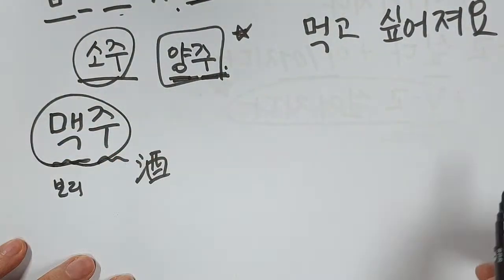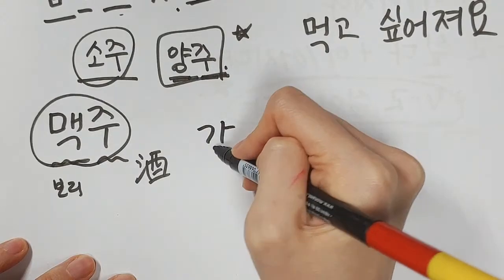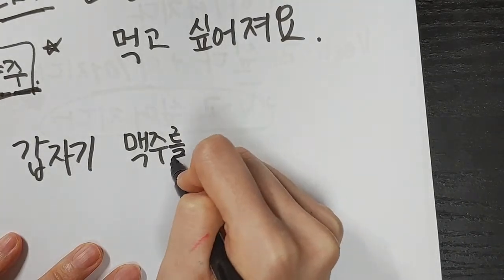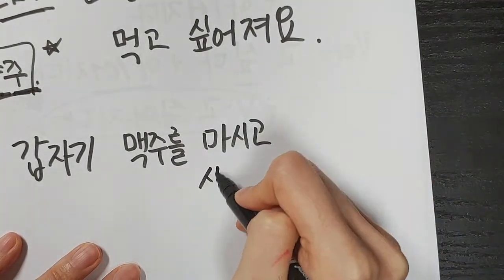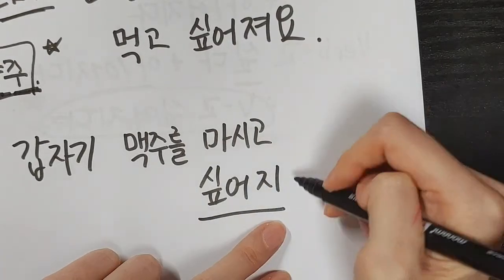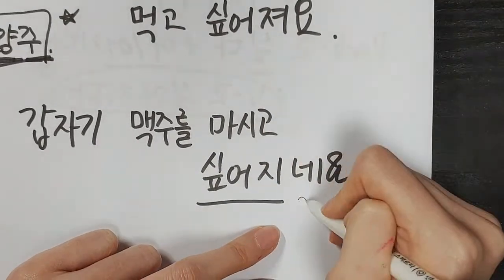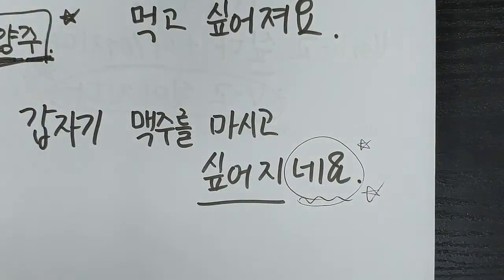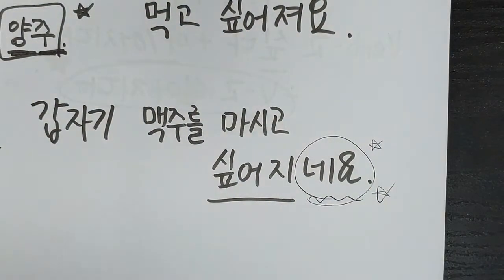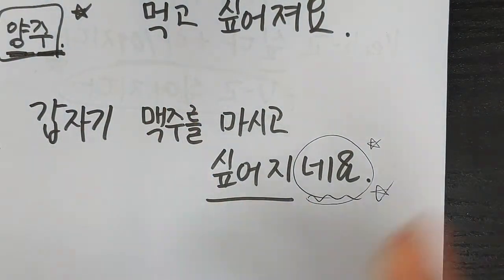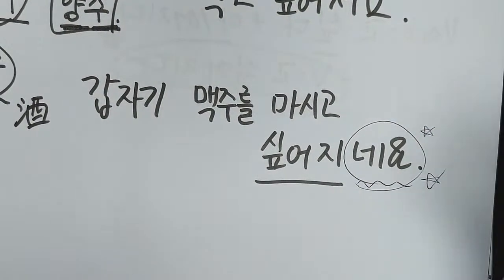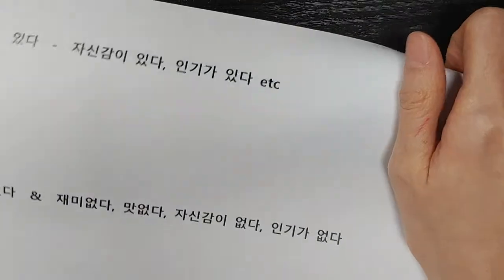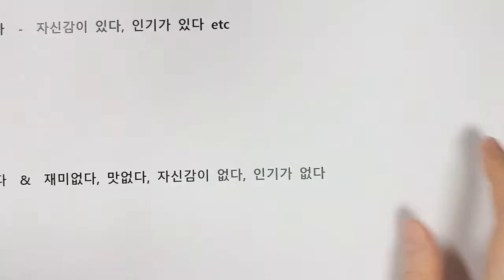So anyways, 맥주 means beer, and you can say like, 갑자기 suddenly, 맥주가, or 맥주를 마시고 싶어지네요. 싶어지다 plus 네요. This is a sentence ending that is used when you're describing how you feel or what you observe. We're definitely going to learn it in the next course. But 갑자기 맥주를 마시고 싶어지네요. It's like, I suddenly crave 맥주. I suddenly want to drink 맥주. You can say it like this. Okay, 고 싶어져요.